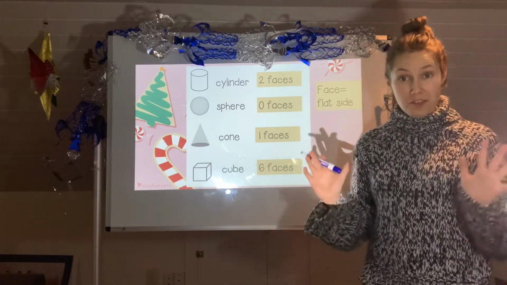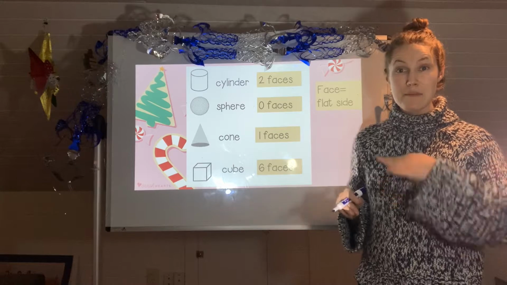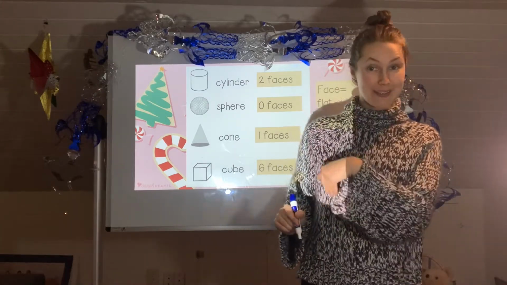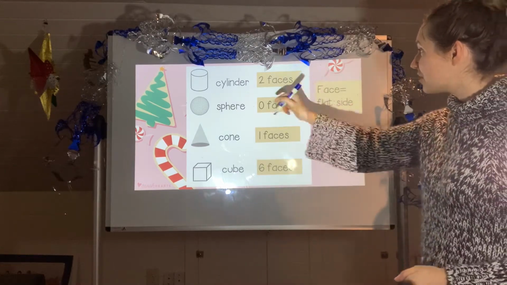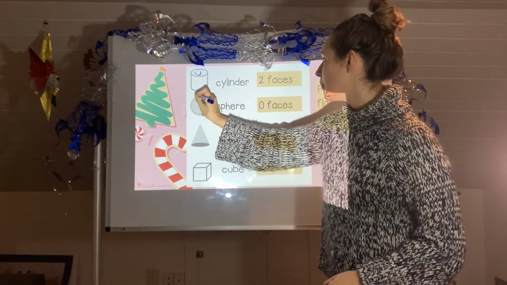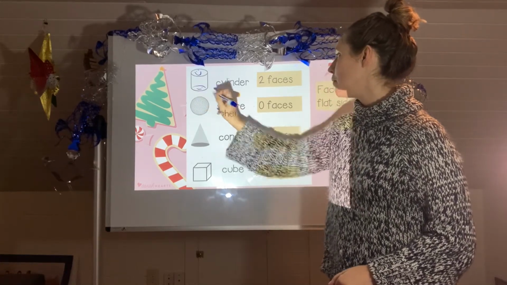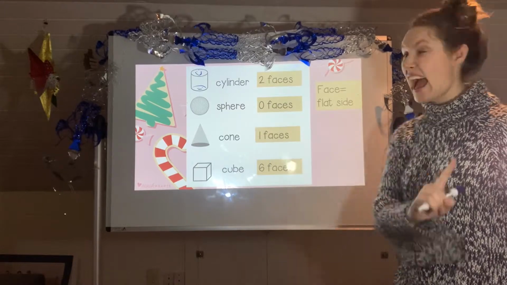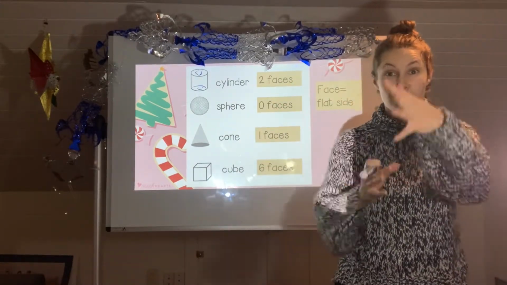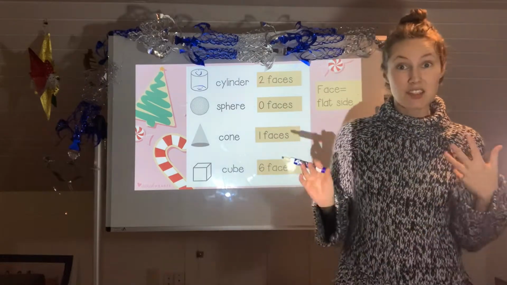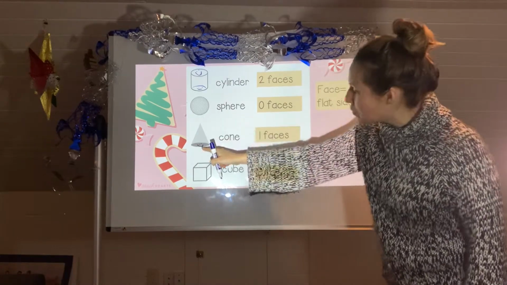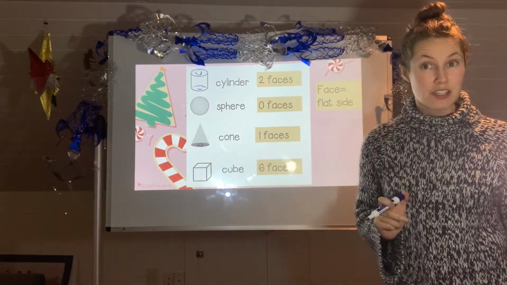Okay, so like we talked about, let's do a quick review. When we talk about a face on a 3D shape, we're talking about a flat side where we could see a face. So a cylinder has 2 faces, one on the top and one on the bottom. It's under here. A sphere has 0 faces. There's no flat sides on a sphere. Remember, it can roll however you turn it because it's all round. A cone has 1 face there on the bottom. Just like a cylinder, it's shaped like a circle.